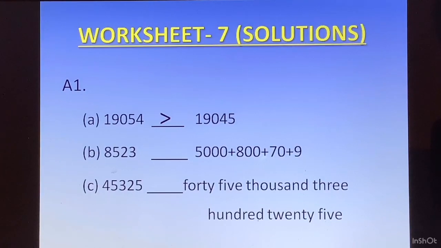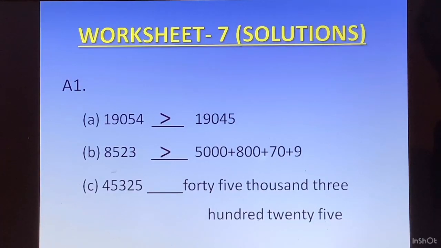B part, 8523. And this side we have 5000 plus 800 plus 70 plus 9, which makes the number as 5879. So first digit, when we compare, this side we have 8 and this side we have 5. 8 is greater, therefore 8523 is greater.